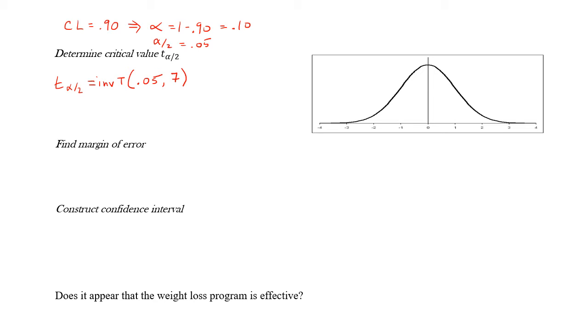With that we can get our critical value. So I go to second, vars, inverse t, 0.05 with 7 degrees of freedom. That gives me a critical value of 1.894. Imagine maybe it lands right about there. And with that, we can compute the margin of error.